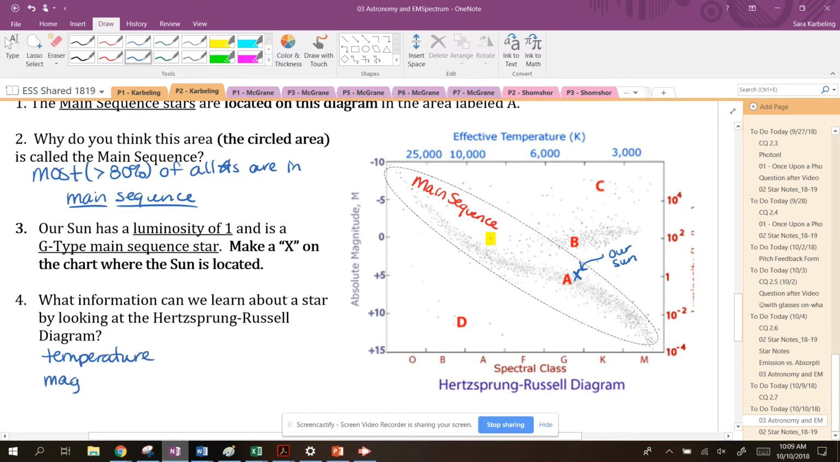And the thing on the side. The other two, the other thing on the side, you got magnitude and you've got luminosity. And I guess something like spectral class, huh? For sure. Okay.